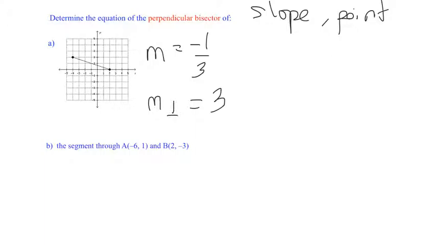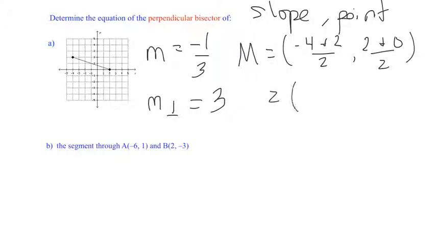So there's my slope. And the point that I need is my midpoint. And my midpoint, again using my formula and using my endpoints, is going to be (-4 + 2) divided by 2, and then (2 + 0) divided by 2. Work that out, and you get (-1, 1). That's your midpoint. Now, let's be honest, you had a graph here, and you could probably have worked out what the midpoint was just from the graph. But I want to show you where this comes from.